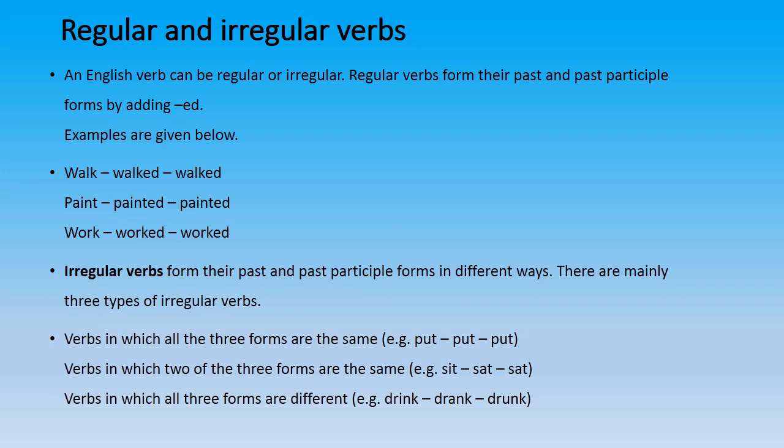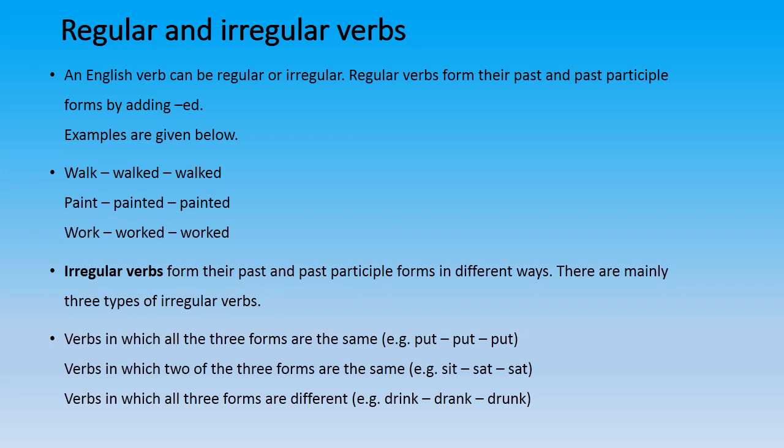The second category of irregular verbs are those in which two forms of the verb remain the same. For example, sit, sat. Here you can see that the second and third forms of this verb are the same. The third category of irregular verbs are those which have all three forms different. For example, drink, drank, drunk. From this example you can see that all three forms of the verb are different.